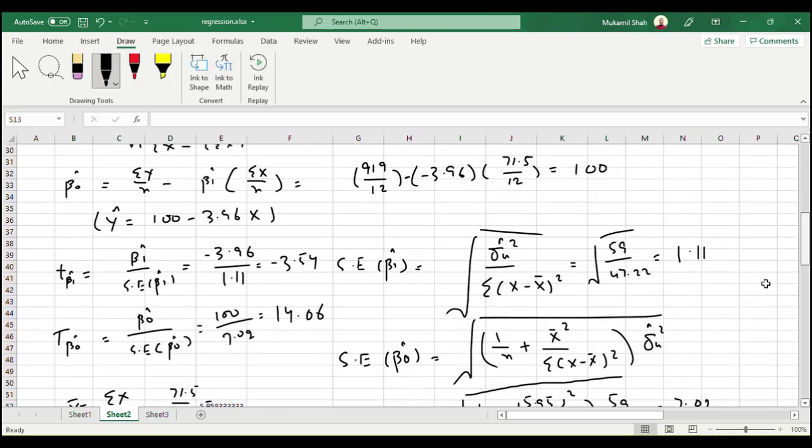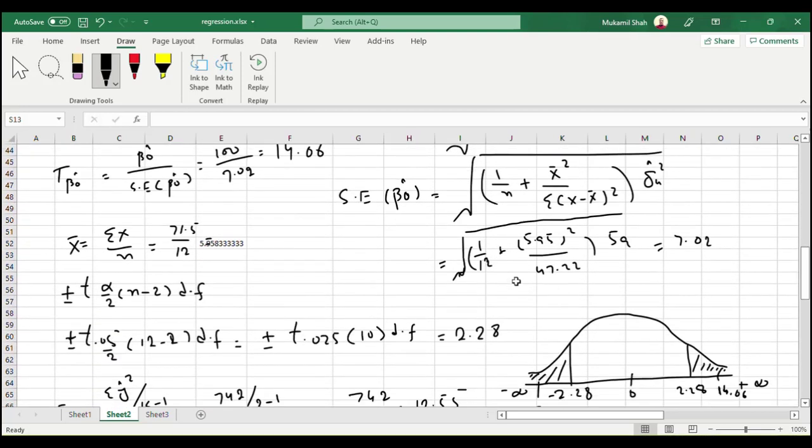Similarly, if you want to compute the standard error of the intercept, this is equal to this formula, and if you put all these values, this is 1 over n, 1 over 12 plus x bar square, this is x bar, divided by summation x minus x bar square, this is the value of summation x minus x bar square, and this should be multiplied by sigma u hat square. Sigma u hat square is already equal to this. If you compute this, you get 7.02. This is the standard error of the intercept.